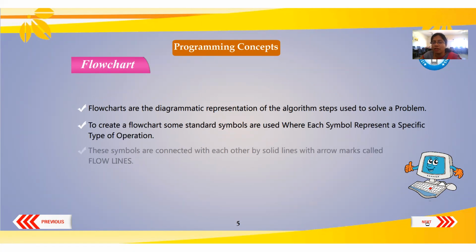In my previous video, I've already shown how a flowchart looks. So every symbol is in some shape, and the instructions are written inside. To create a flowchart, some standard symbols are used where each symbol represents a specific type of operation. These symbols are connected with each other by solid lines with arrow marks called flow lines.